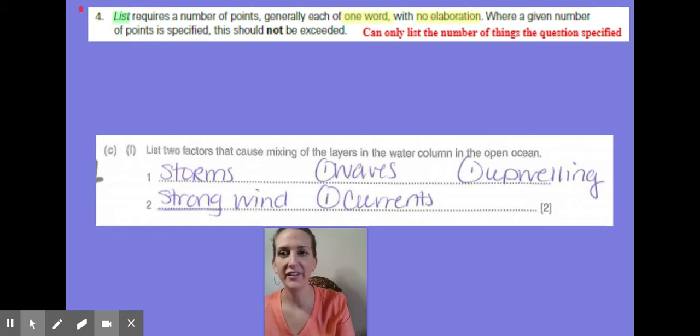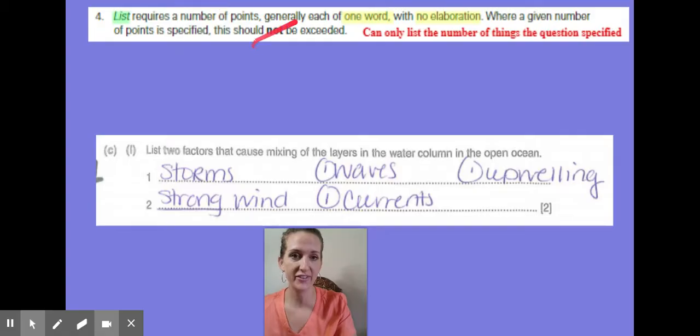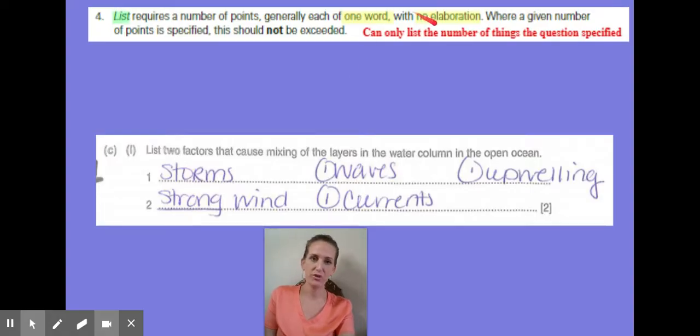List, and here's another one. List is kind of like a state. List, again, requires a certain number of points, or however many they say, typically about 1 word. No elaboration. You don't need to say why you're choosing that. And again, it says where a given number of points is specified, for example, in the question, it says list 2, where it is specified, it should not be exceeded. Don't go past it. You're wasting your time. So you can only list the number of things that the question specifies.